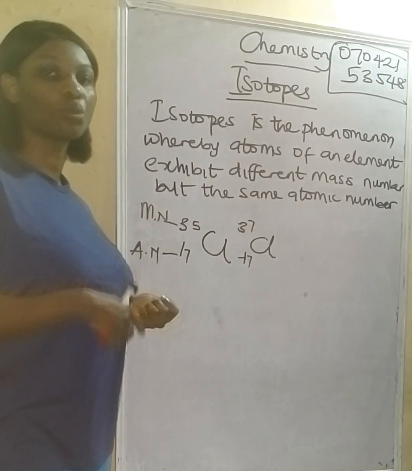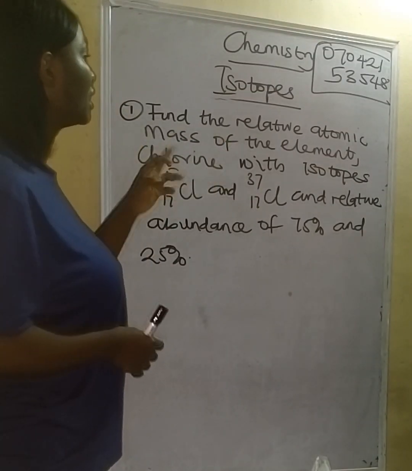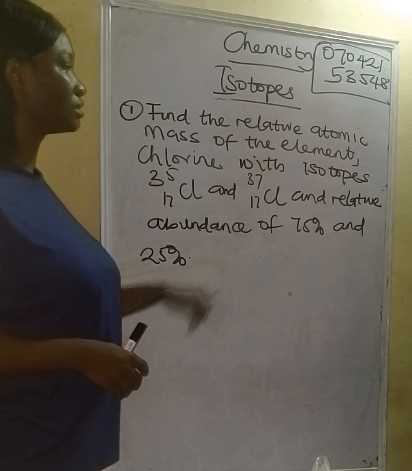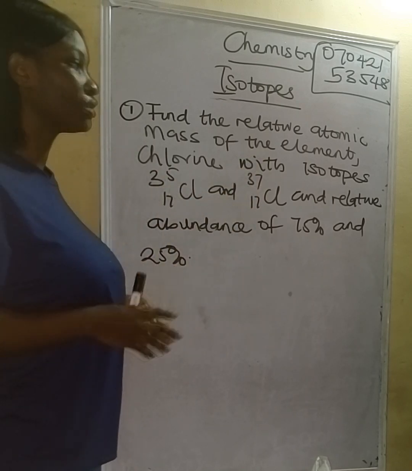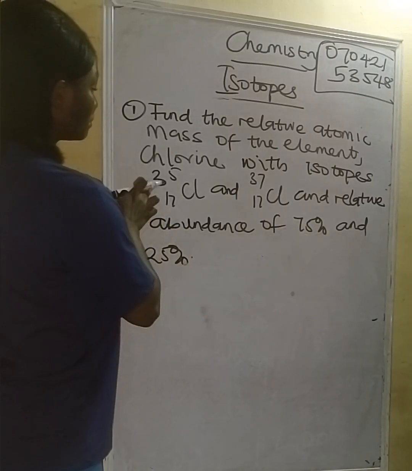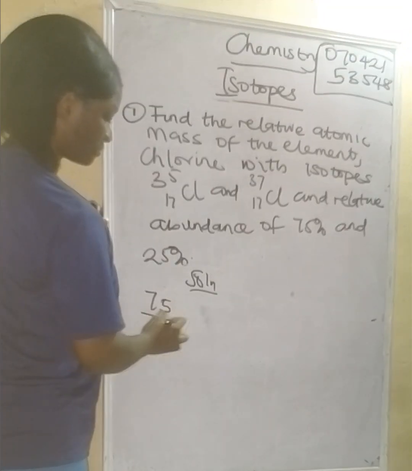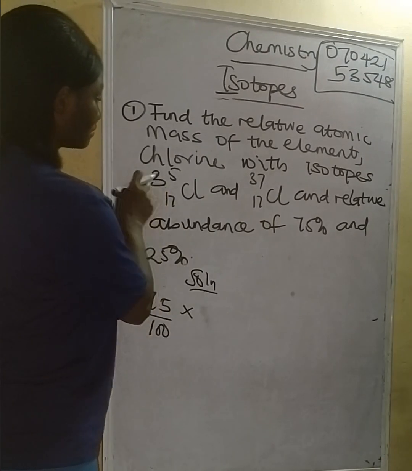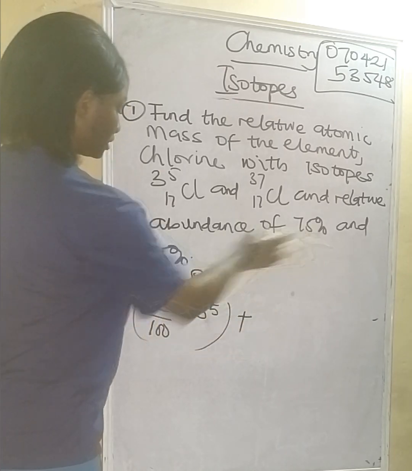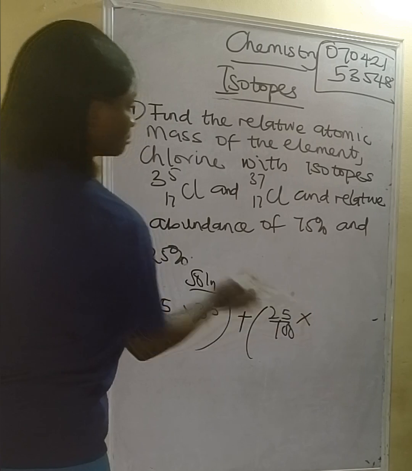So this is an isotope. So now let's quickly solve some questions on isotope. For this question, find the relative atomic mass of the element chlorine with isotopes 35/17 Cl and 37/17 Cl with relative abundance of 75% and 25%. So this 75% is going to multiply the first one. So that will be 75 over 100 times 35, the mass number, plus 25%, which is 25 over 100 times 37.